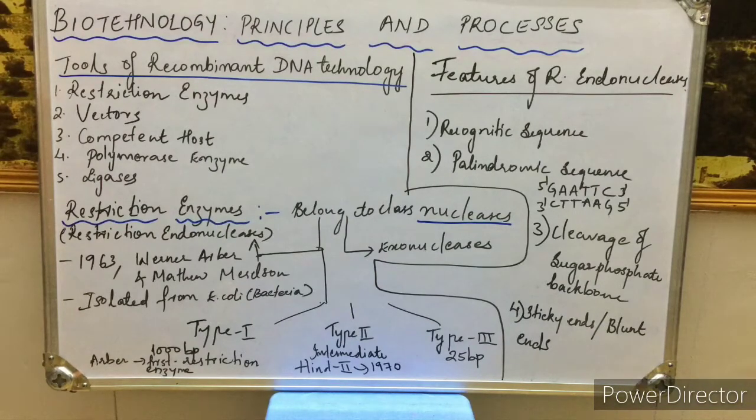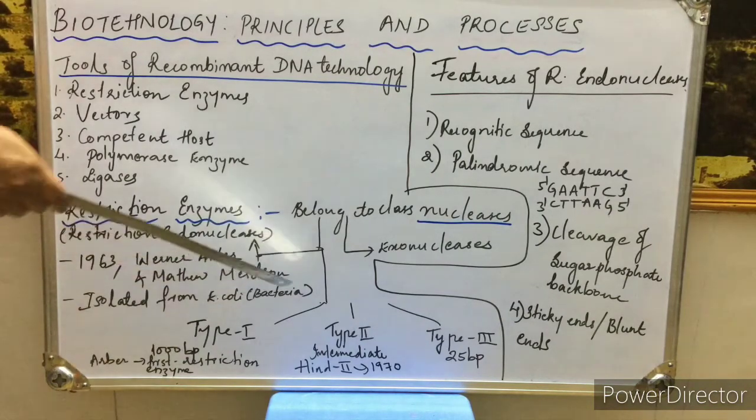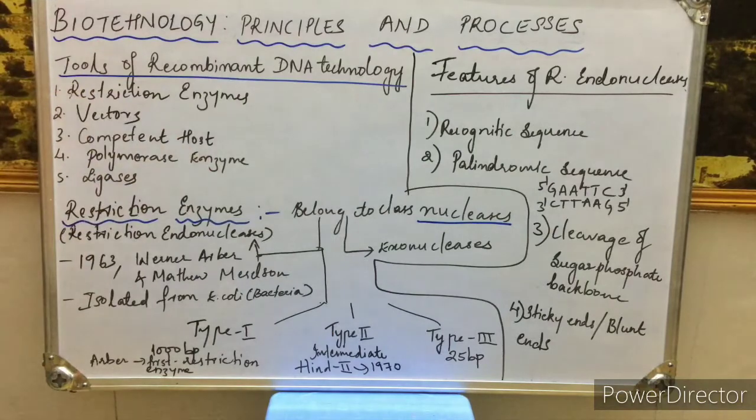Type 1 uses ATP, whereas type 2 doesn't use any ATP. It was first isolated by Hamilton Smith in the year 1970. Another type we have is the type 3 endonuclease, which cleaves the DNA sequence 25 base pairs away from the recognition sequence, and it requires ATP.